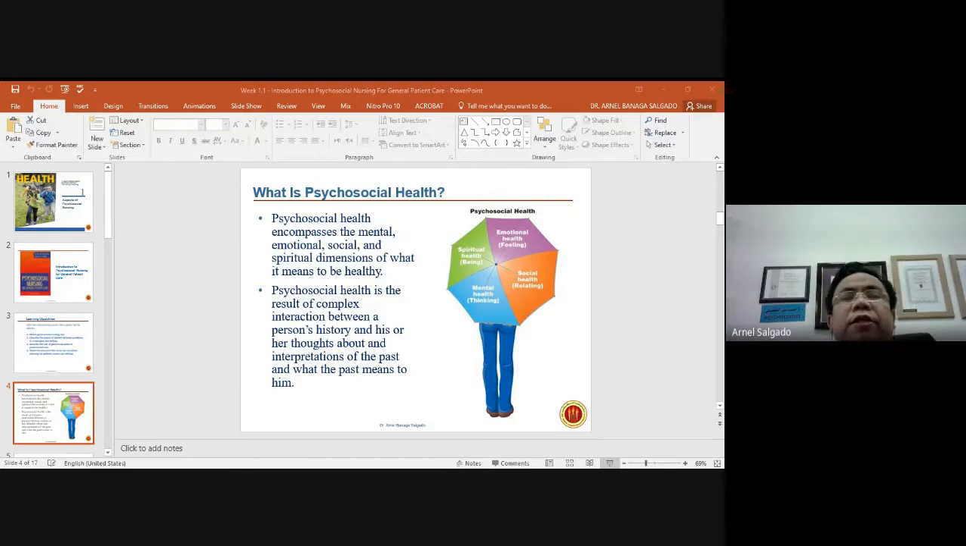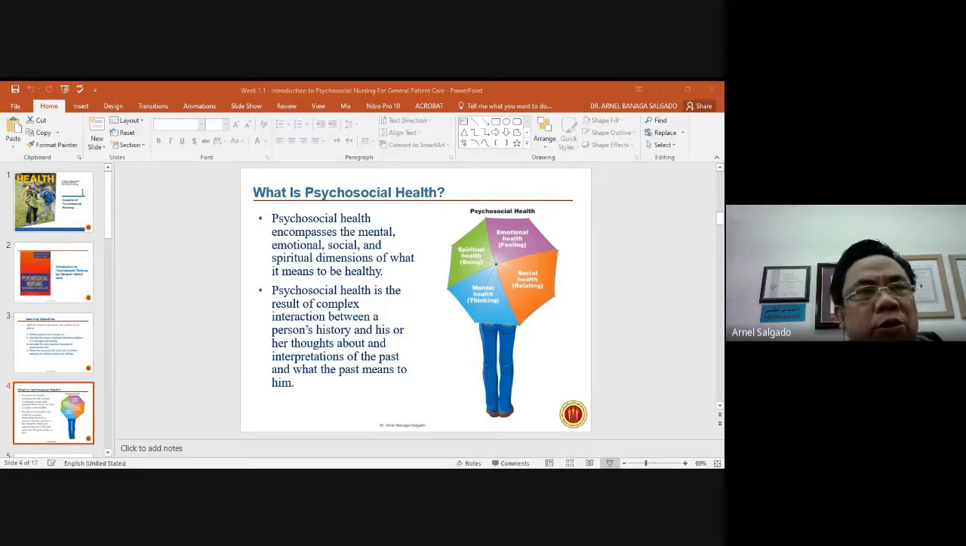Okay. So let's see. We are going to look at what psychosocial health is. This is the first thing that we are going to look into. Of course, we know already the four dimensions. Now let us try to look into the practical application of psychosocial health. What do we mean when we say a person is psychosocially healthy?